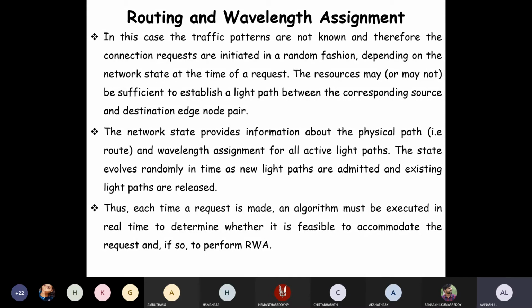Now I can summarize. At each time a request is made, an algorithm must be executed in real time to determine whether it is feasible to accommodate the request, and if so, we perform the RWA, routing and wavelength assignment. That is called dynamic. Static means initially only we do it. Dynamic means we do it like this, as requests arrive.